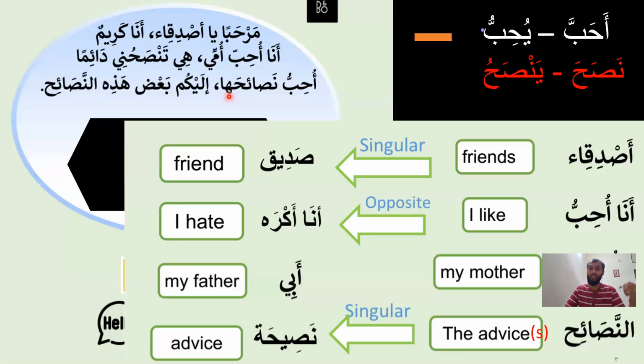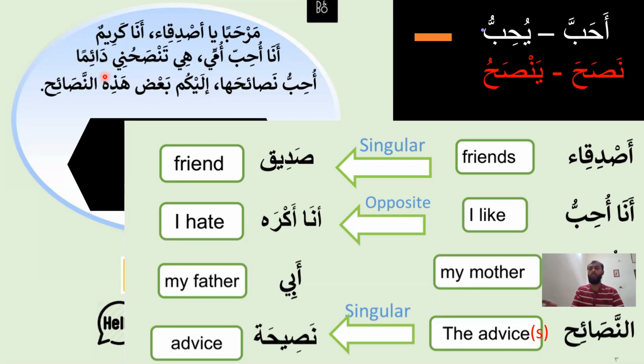So here, ha is subject, ha is object, or its possession. Uhibbu nasa'iha. Ha refers to her. I like her advice. Ilaykum ba'da hadihi nasa'ihi. Ilaykum, here is some. Ba'da is some, which changed nasa'ihu to nasa'ihi. Here is some of her advice.